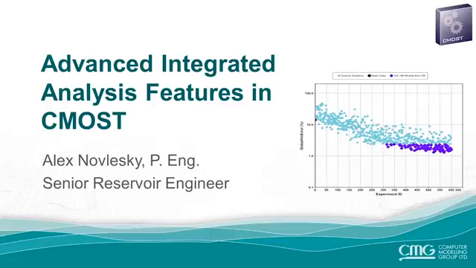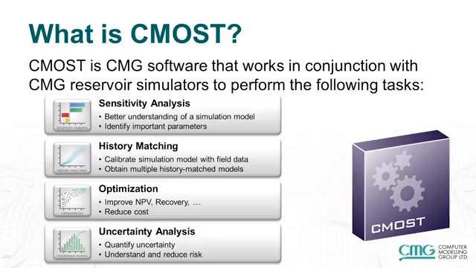So today we're going to be going through the Advanced Integrated Analysis features in CMOST. I'd like to begin with some of the basics of CMOST. CMOST is our CMG software that works with our reservoir simulators to perform 4 main tasks. The first is sensitivity analysis, where we're trying to figure out how the different inputs into our simulation models affect the simulation results. History matching, where we're trying to calibrate our simulation models by adjusting some of those inputs to match up with some of your measured or field data. Optimization, where we're looking at adjusting some of the operational controls in order to improve recovery in our reservoir or to reduce the costs. And then finally, uncertainty assessment, which we use to quantify uncertainty and see what range of results we should expect given some of the uncertainty in our inputs.